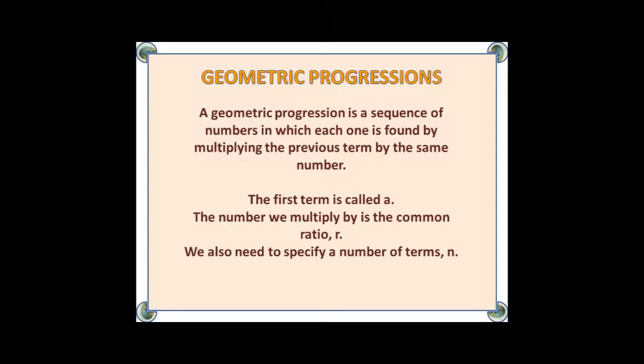Place. A geometric progression is a sequence of numbers in which each one is found by multiplying the previous term by the same number. The first term is called A. The number we multiply by is the common ratio, R. We also need to specify a number of terms, N.